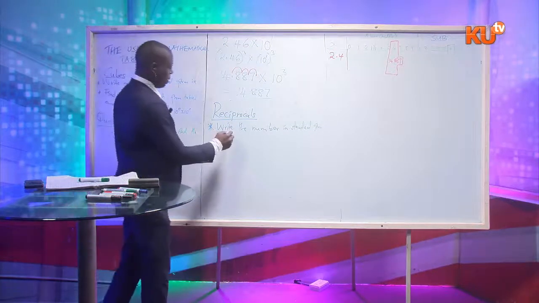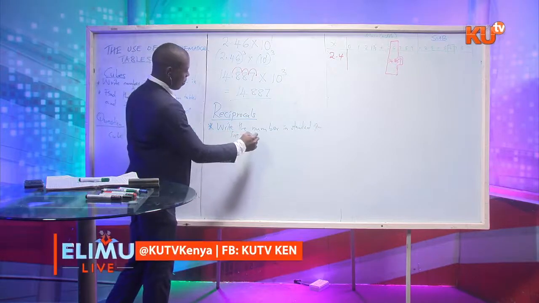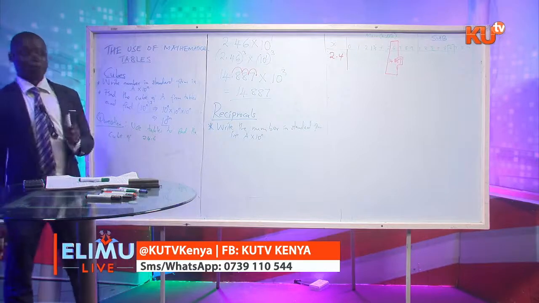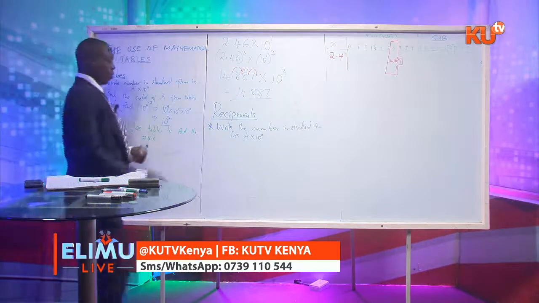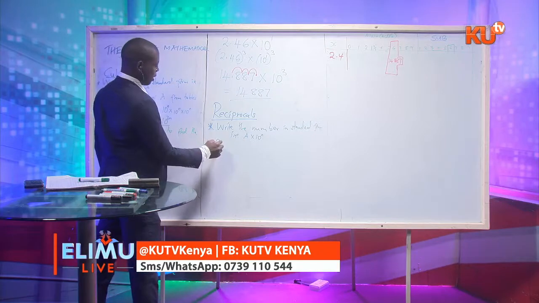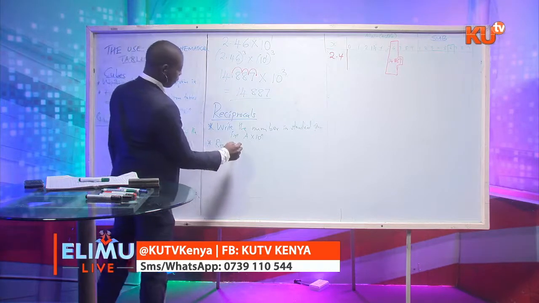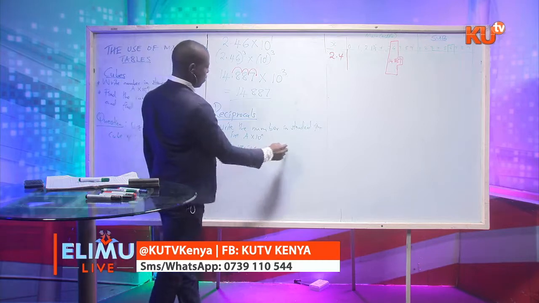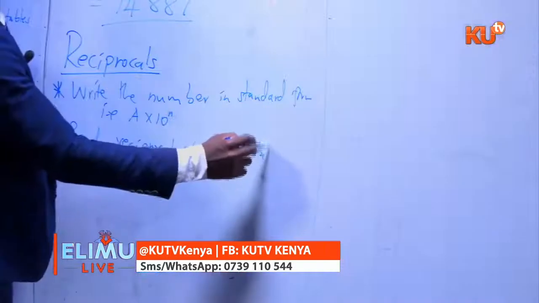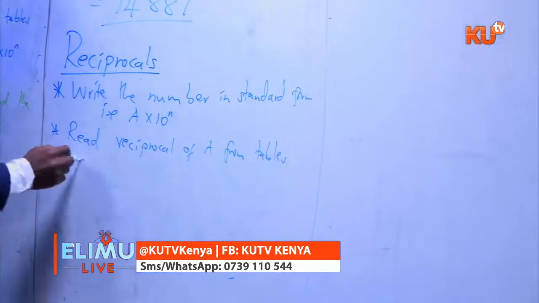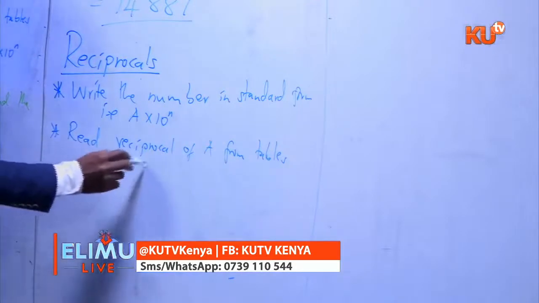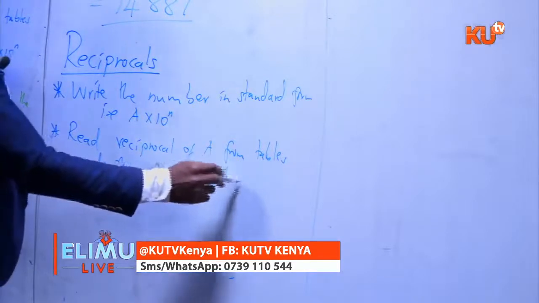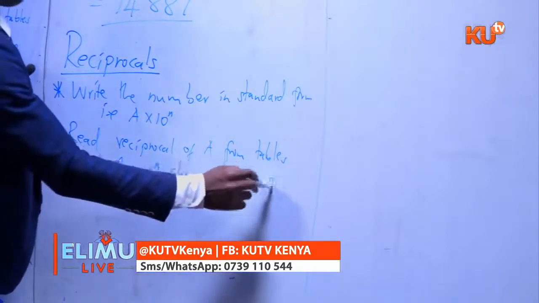So the number will be a times 10 power n. In reciprocals, we are going to read the reciprocal of a from tables. And for 10 power n, change the sign. Change the sign of n.